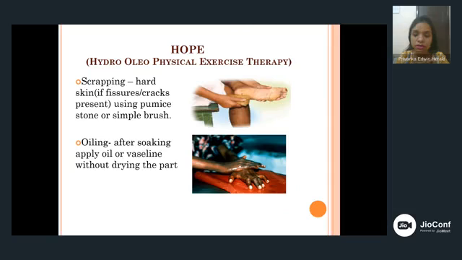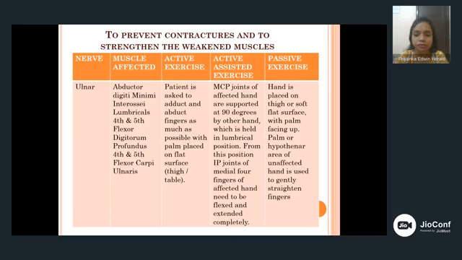And after scraping, on the wet hand and wet feet only, we apply oil. So oiling: after soaking, apply oil or Vaseline without drying the part. This is very important. The part has to be wet only. There should not be any drying, and on the wet part only we apply oil or Vaseline, so it locks the moisture inside and it prevents dryness, which can further prevent the presence of any cracks or ulcers in the hand and feet of the patient. So that is about self care.